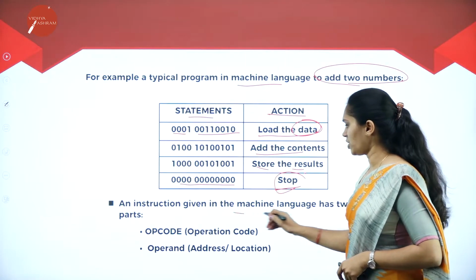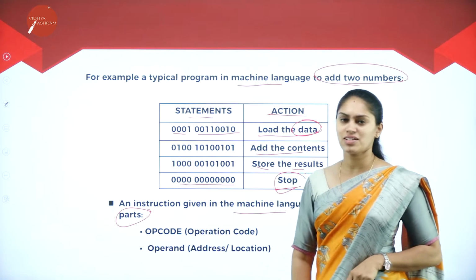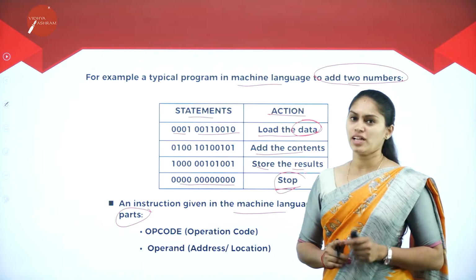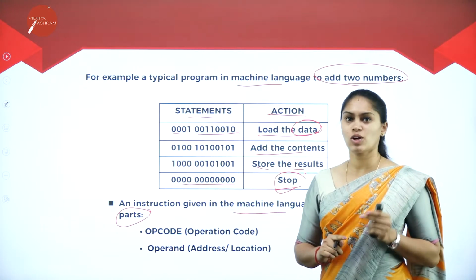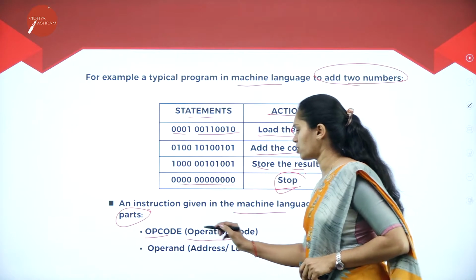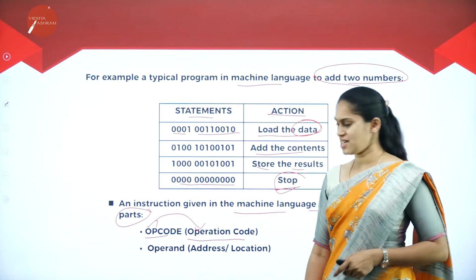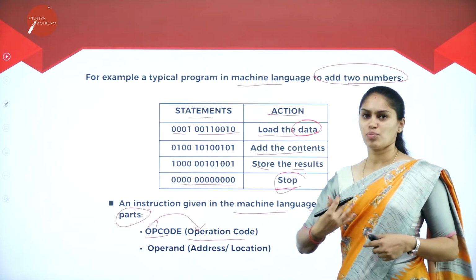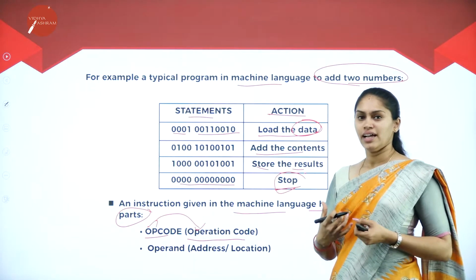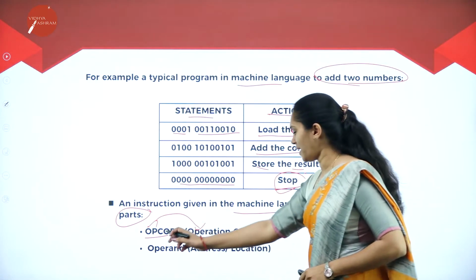It is going to have two parts. This machine level programming language is going to have two parts. One is opcode and another one is operand. Opcode is nothing but operational code. OP is nothing but operational. Code, in the sense, is what operation it is performing, whether it is performing addition or subtraction. That is what operation code means.